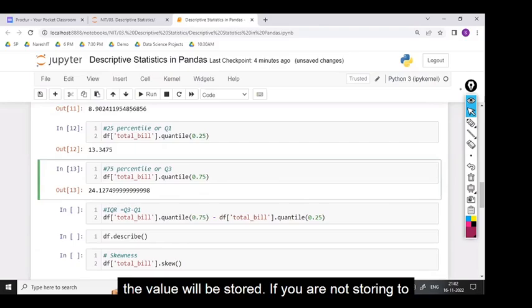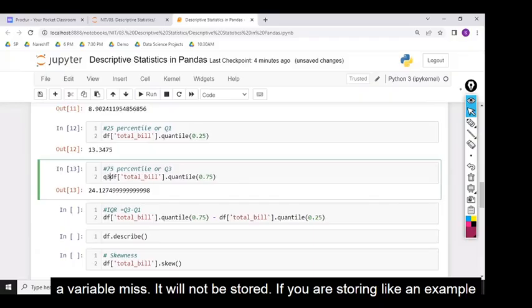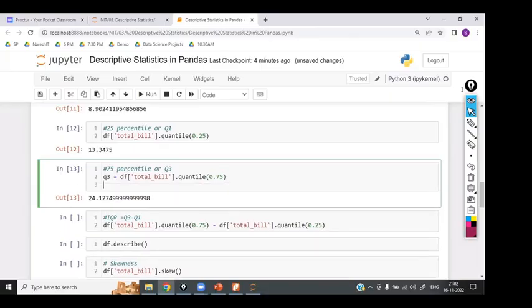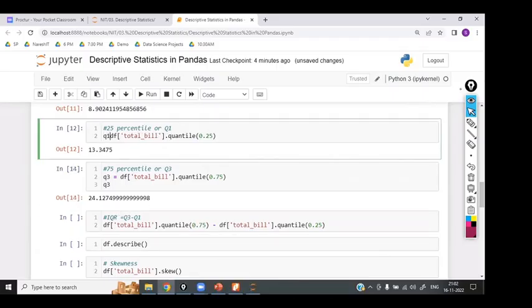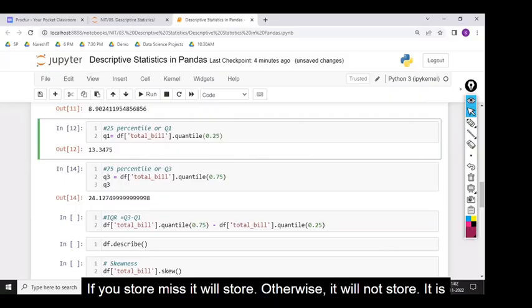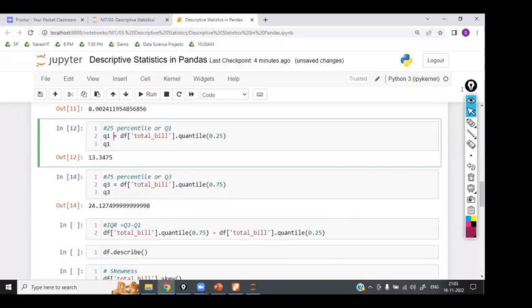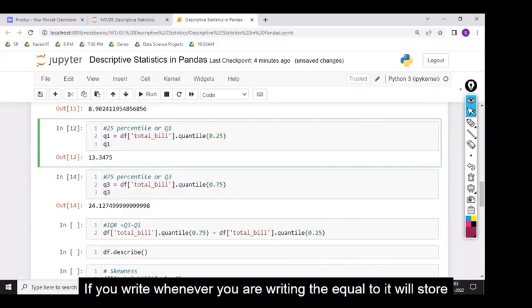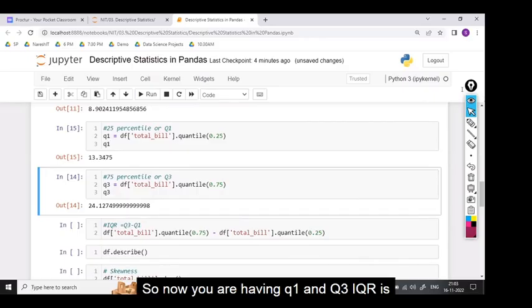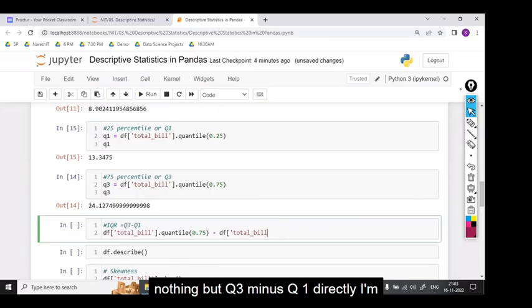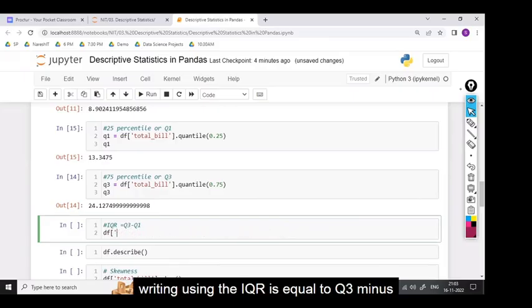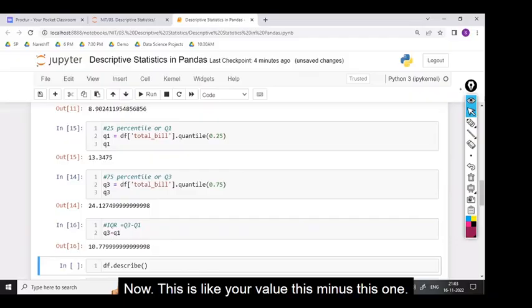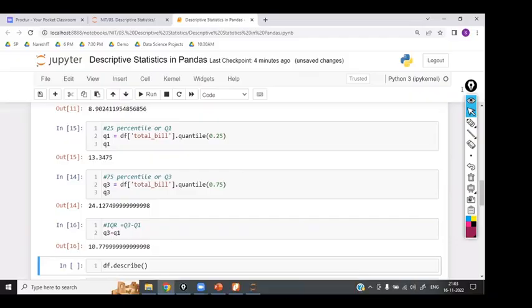If you store into a variable, the value will be stored. If you are not storing to a variable, it will not be stored. It is just printing. Whenever you write the equal sign, it will store the values. For example, Q3 is equal to, you are storing. Now this is the Q3 value. If you store this one as Q1, it will store. So now you have Q1 and Q3. IQR is nothing but Q3 minus Q1. Directly I am writing IQR is equal to Q3 minus Q1. Now this is the IQR value, this minus this one, right?